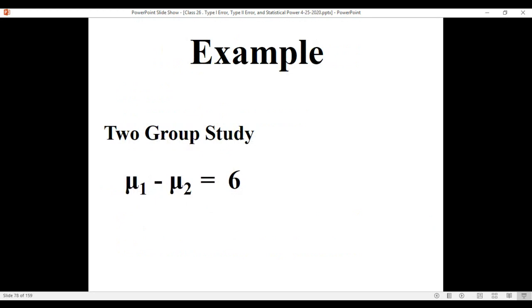Now, to illustrate type 2 error, we'll consider a two-group study in which there really is a difference between the two underlying populations. The mean of the first population is 6 points higher than the mean of the second population. A researcher has drawn a sample from each population and calculated the sample means. The difference between these sample means is 3 points. So in the population, the means are 6 points apart, but in the samples, because of sampling error, they're 3 points apart.